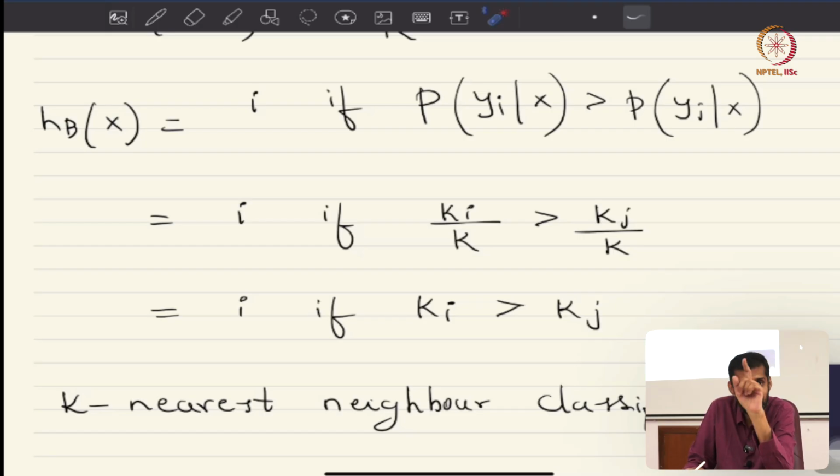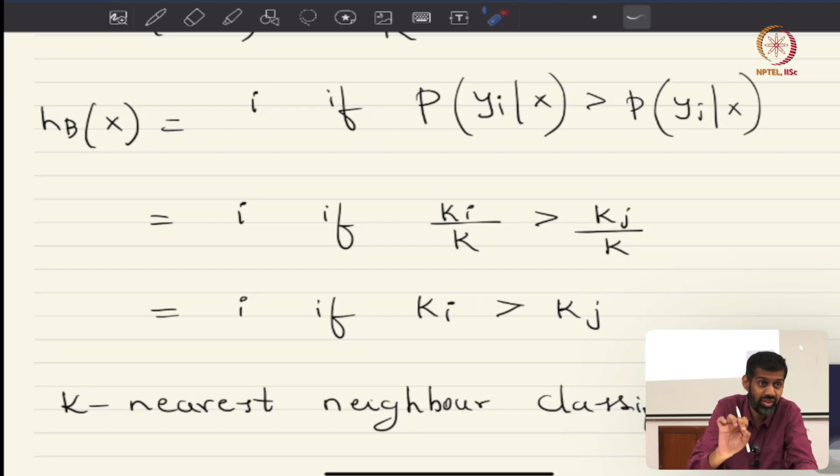Okay, so here is the punchline. A k nearest neighbor classifier is a Bayes classifier with the density estimate for the joint density of data and labels estimated as the non-parametric density using the nearest neighbor technique. That's what we saw, correct?